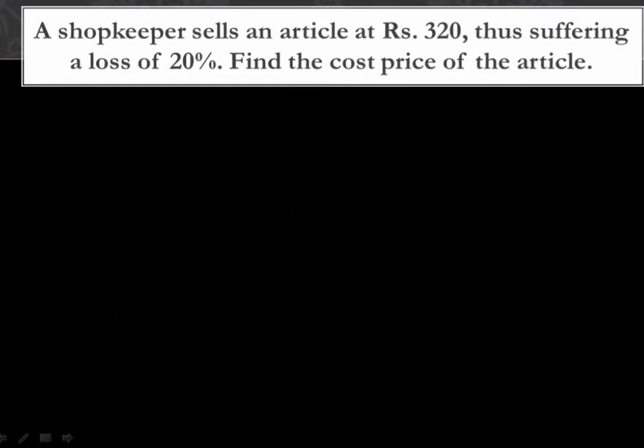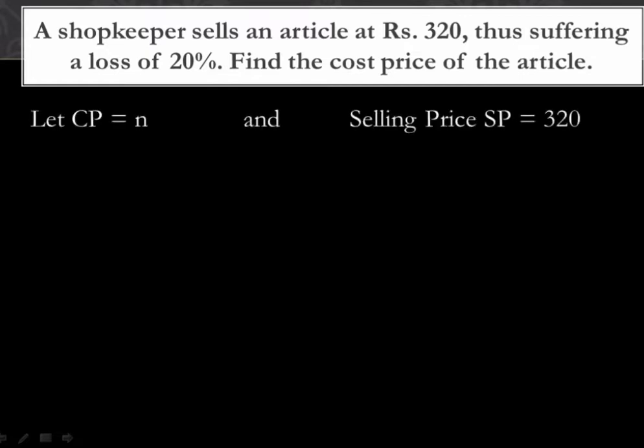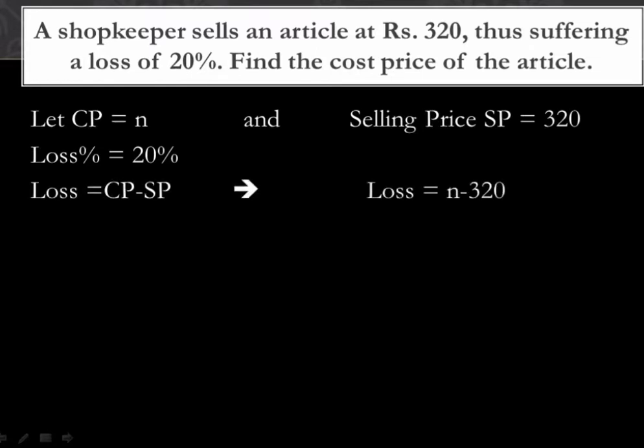A shopkeeper sells an article at rupees 320, thus suffering a loss of 20%. So here the selling price is given and here the loss percentage is given and we need to find out the cost price. So first thing, we can assume that the cost price is N. Now selling price is given 320 and loss percentage is given 20%. So we know that loss is equal to CP minus SP, cost price minus selling price. So from here, because we have taken cost price as N, I can write N minus 320.